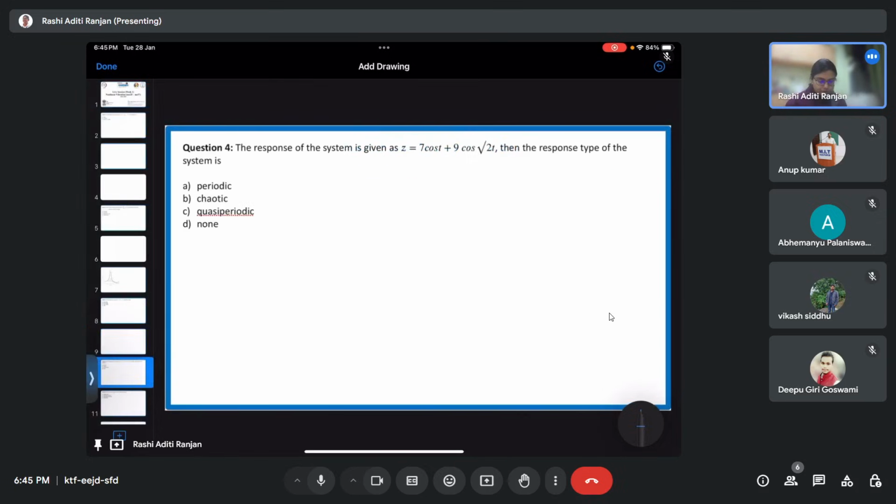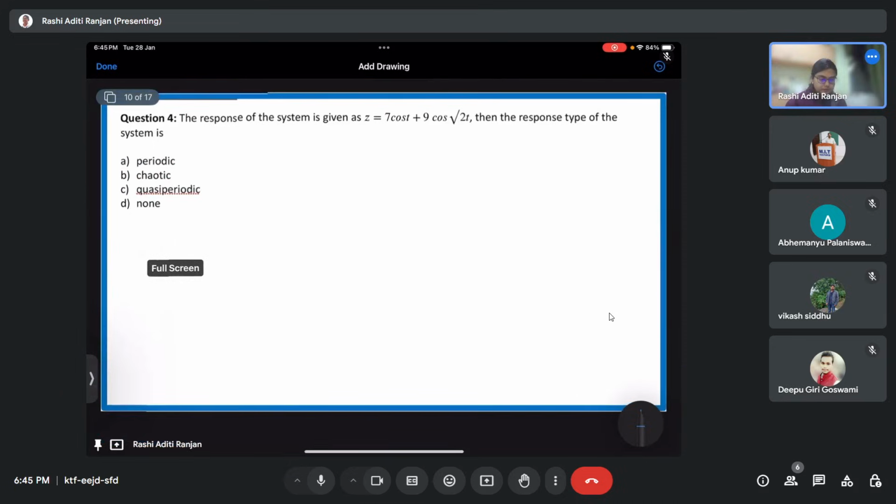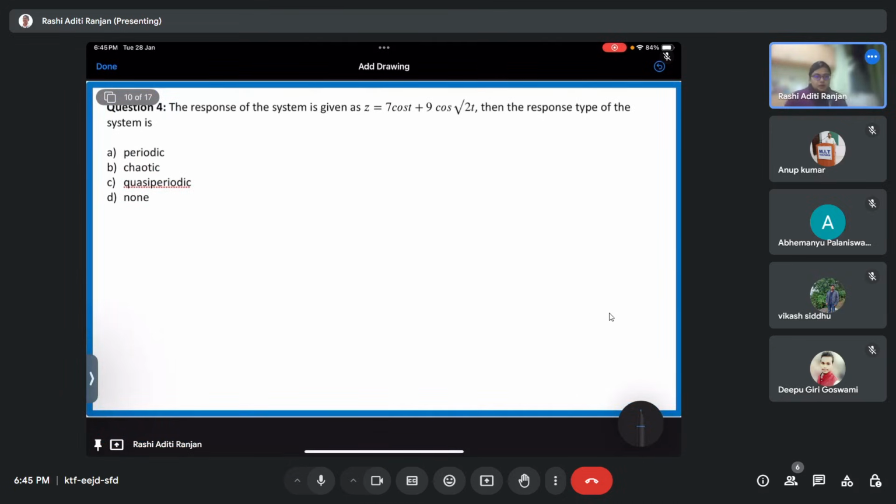Coming on to the next question. Okay, so this question says that the response of the system is given as the equation is giving, then the response type of the system is. Okay. So coming on to z is equal to, right?